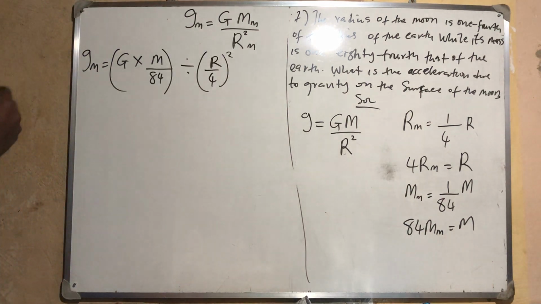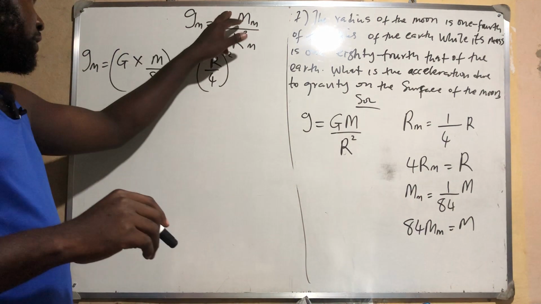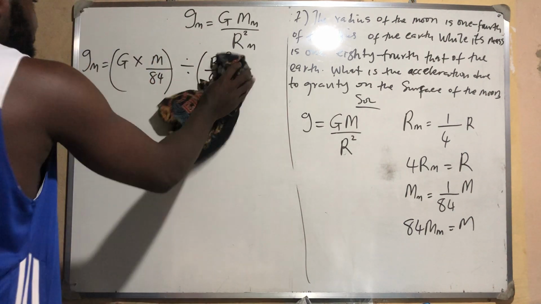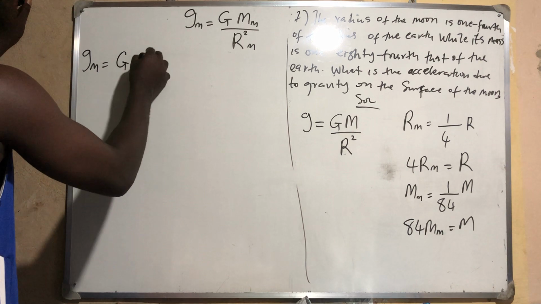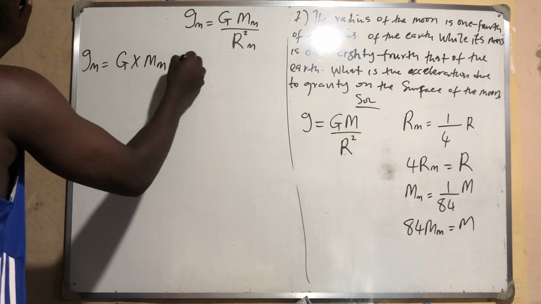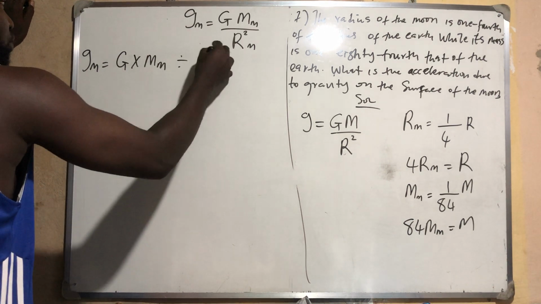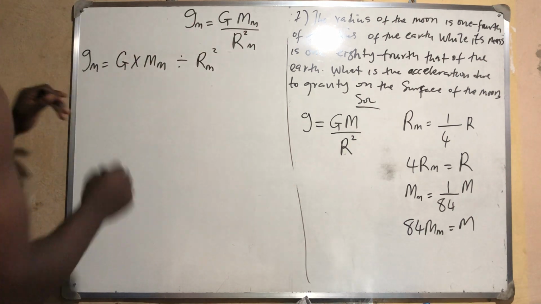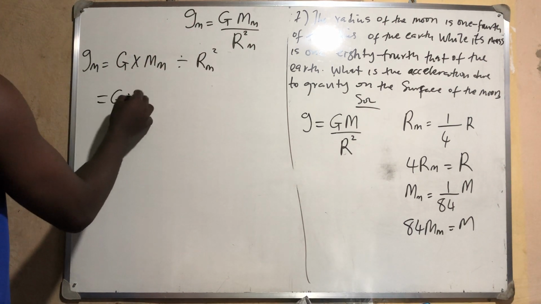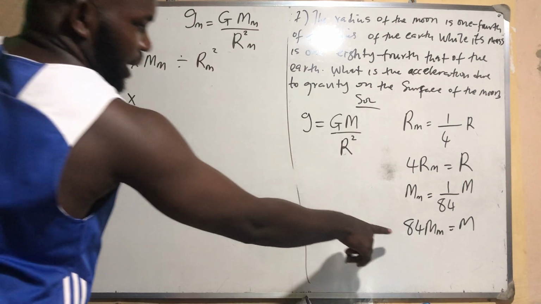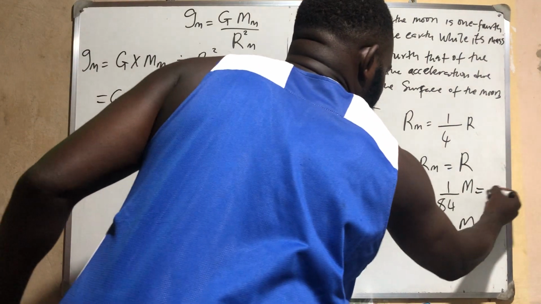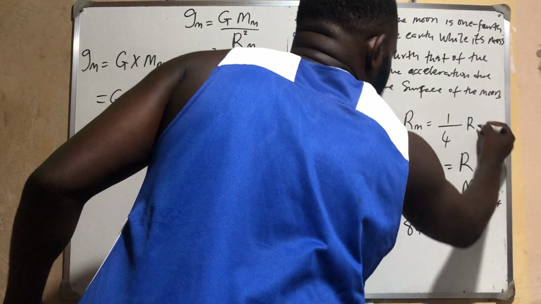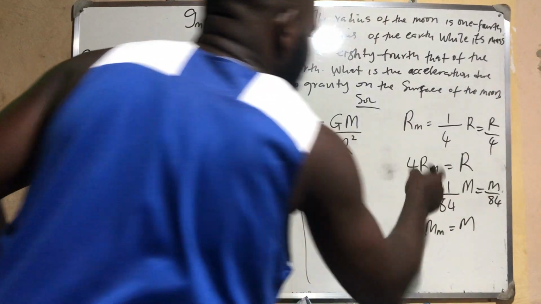I hope you got what I did here. Look at what I did from here. Let me keep them. You know that this thing is G times M, divided by R squared. So G times my mass of the moon, which is M/84, divided by my radius of the moon, which is R/4, all squared.